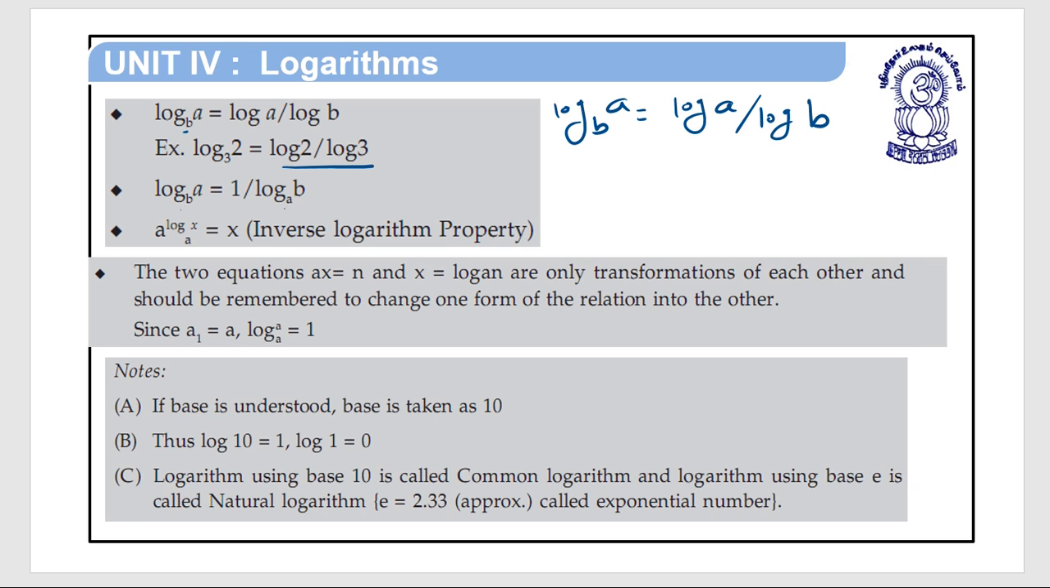a raised to log x to the base a is equal to x. Inverse logarithmic property. The two equations a to the x is equal to n and x is equal to log n to the base a are only transformations of each other and should be remembered to change one form of the relation into the other. So a to the 1 is equal to a, log a to the base a is equal to 1.